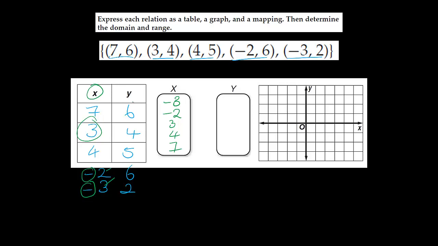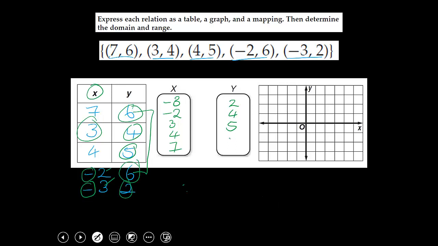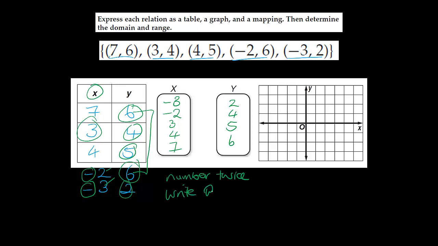Let's do the y values. I've got no negative numbers, so the smallest is 2, then 4, then 5. Then I've got 6, but 6 is written twice. On the mapping, I only write 6 once. So if the number appears twice, on the mapping, you only write it once. This is important to remember.